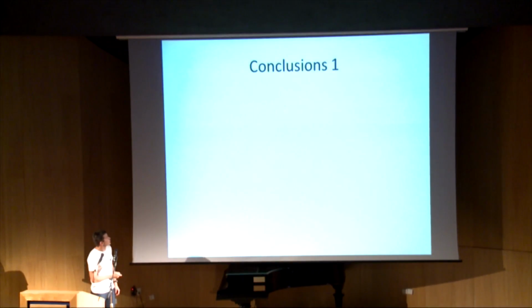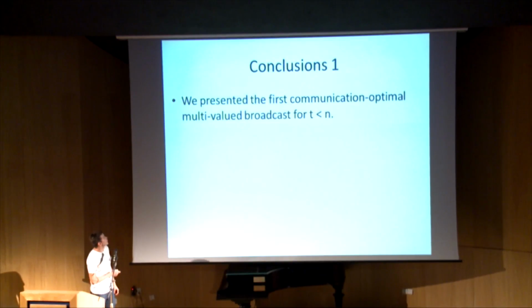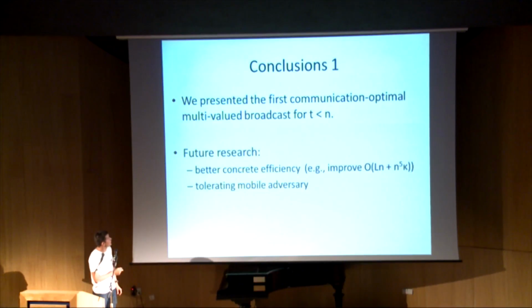Okay, so now let's conclude. What we did today, we presented the first protocol that achieves optimal communication complexity for broadcast and tolerates any number of corruptions. Future research: as I said, we're not so happy with these additive constants, and we don't know what to do with them. We don't know how to prove lower bounds, because I don't know how to draw a picture. If we don't know how to draw a picture, we don't really know how to prove lower bounds.